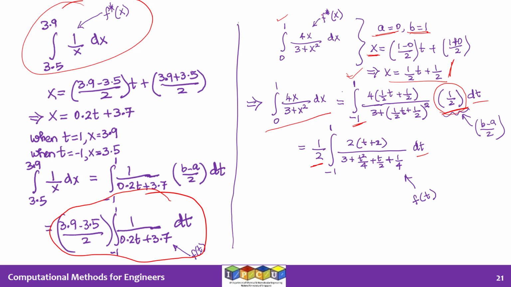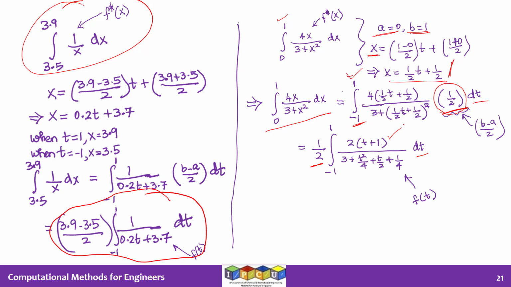Now in the function f star, wherever I've seen x, I have replaced it by half t plus half. So 4x becomes 4 times (half t plus half), which is going to become 2t plus 2. So I can write the numerator as 2 times (t plus 1).